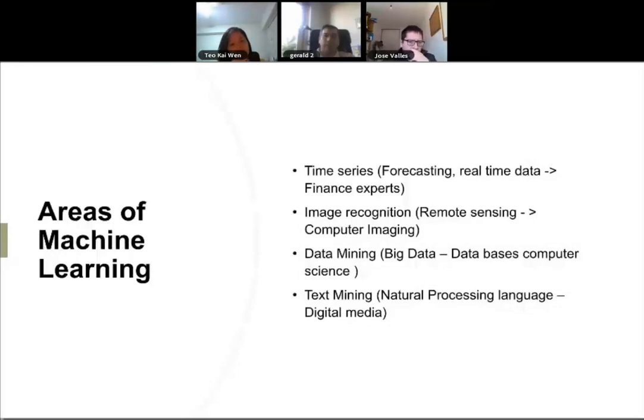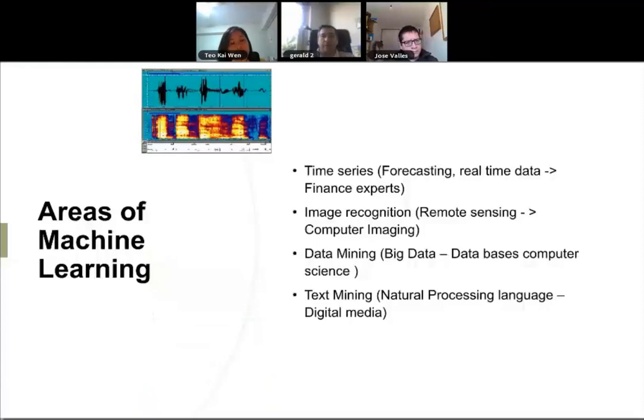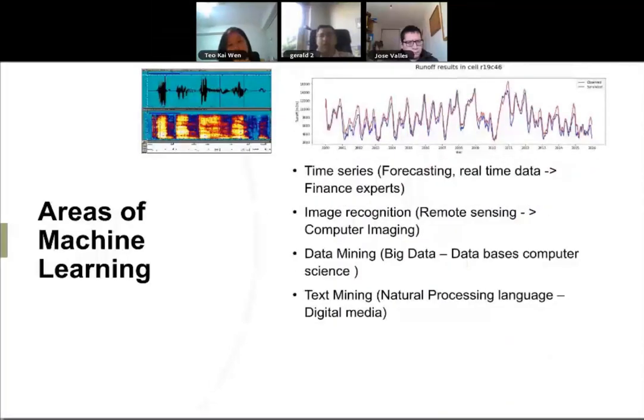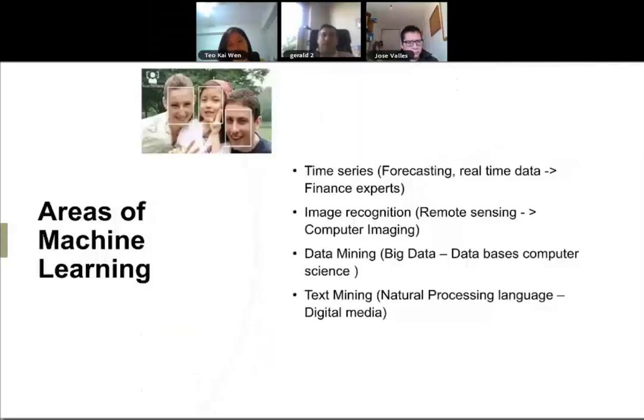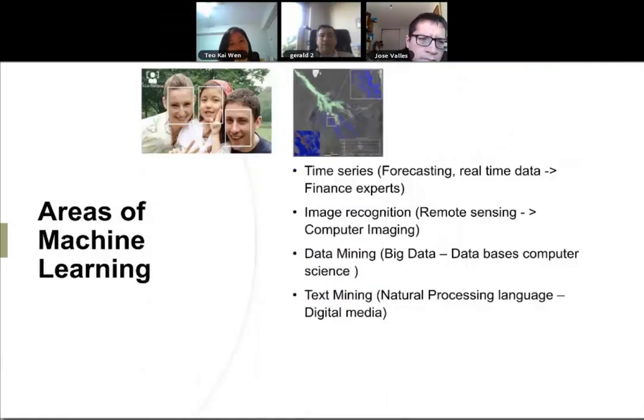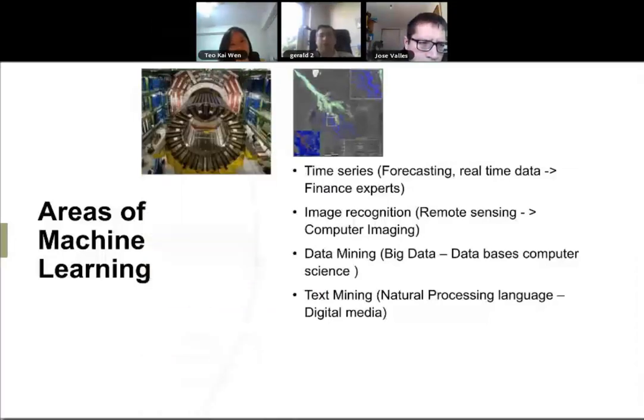So where are these machine learnings applied? You will find experts in finance time series that work with things like this, or even in voice recognition. But in water resources, we use it to forecast or to simulate rainfall runoff. Pattern recognition, you can find it like this in other areas of science. In water resources, we try to look at remote sensing images to try to identify patterns of floods or patterns of crops or whatever. In other science, large hadron collider physics.